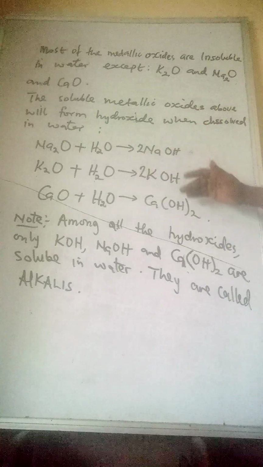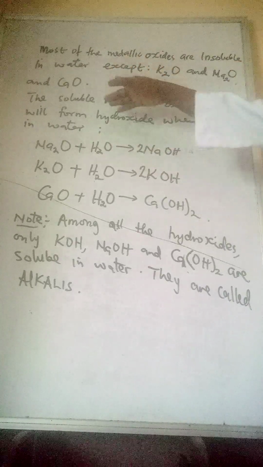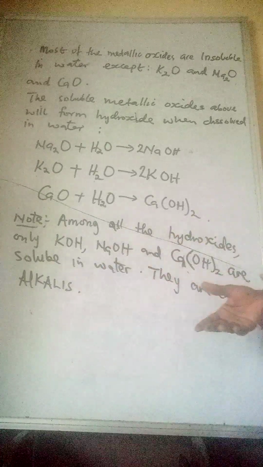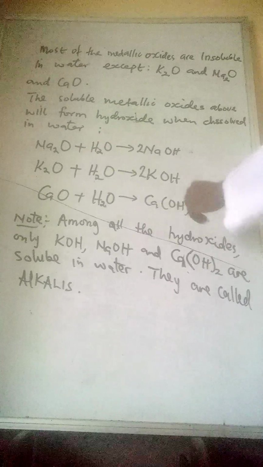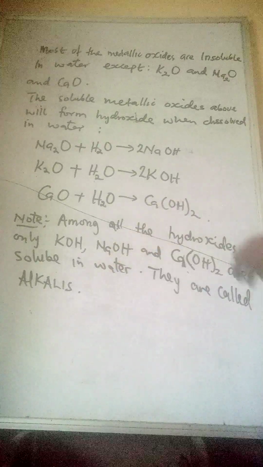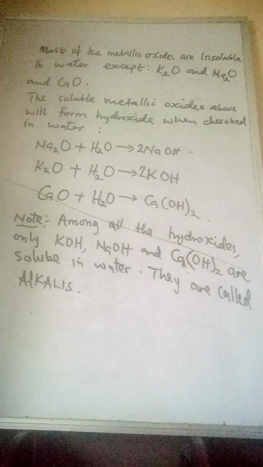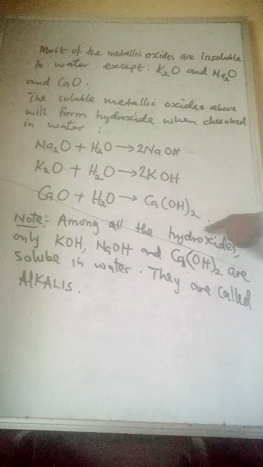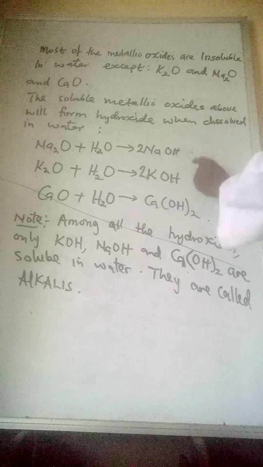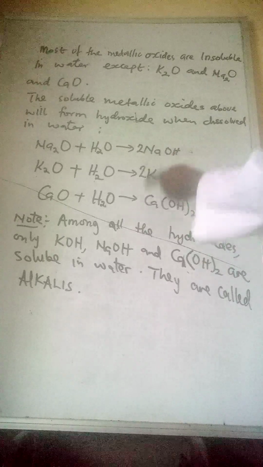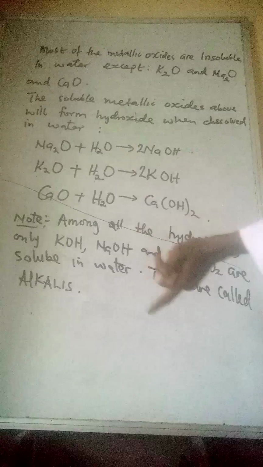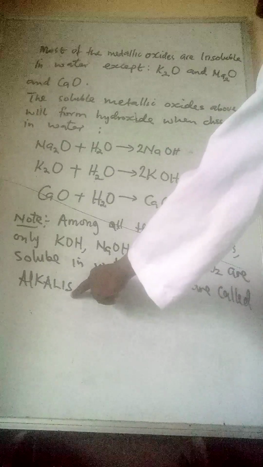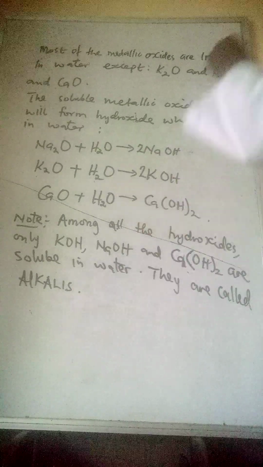Okay. Now look at this trend. Those hydroxides that are formed from these three are called alkalis. Why? Because alkalis are soluble hydroxides. That means only these three hydroxides are soluble in water. That means every other hydroxide aside from these three is not soluble in water. Therefore, they cannot be called what? Alkalis. But they are still bases.